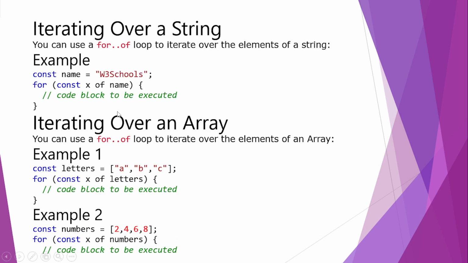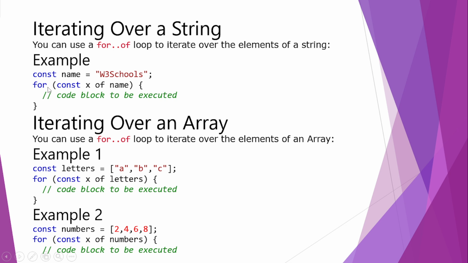Iterating over a string. You can use a for of loop to iterate over the elements of a string. For example, here, first of all, we are creating a variable called name, and in that name, we are assigning W3Schools as a string. When we want to iterate over this string, we just need to write this code.